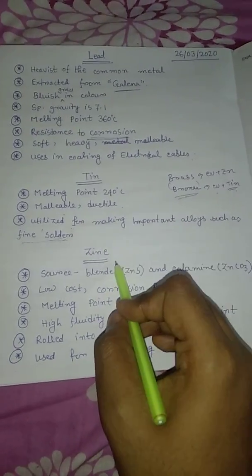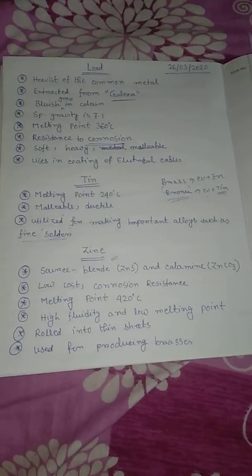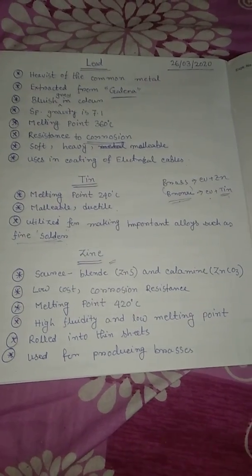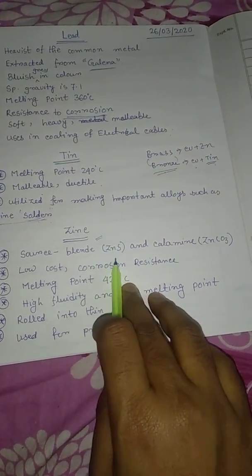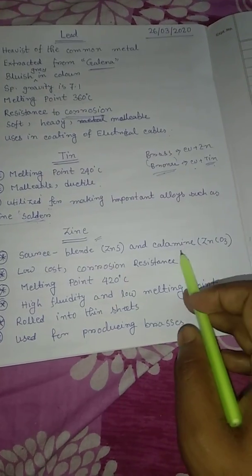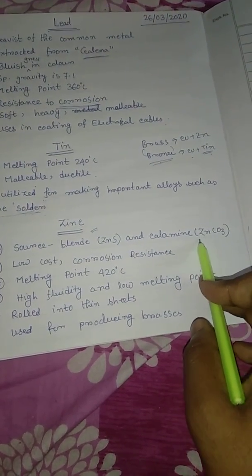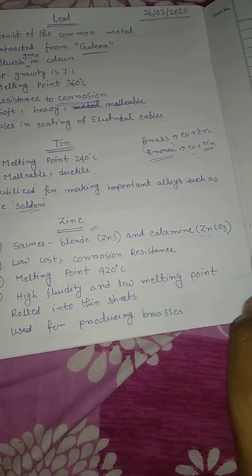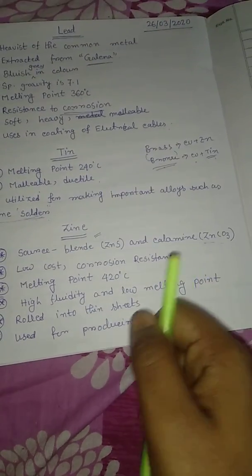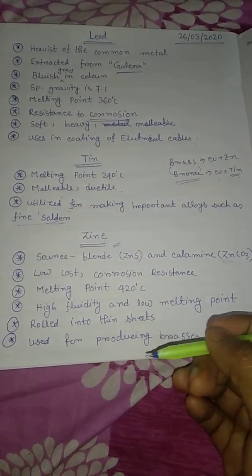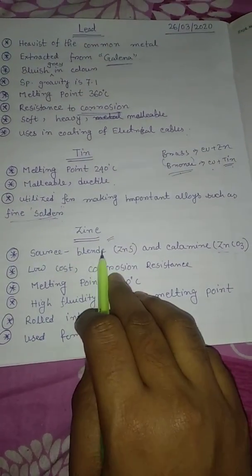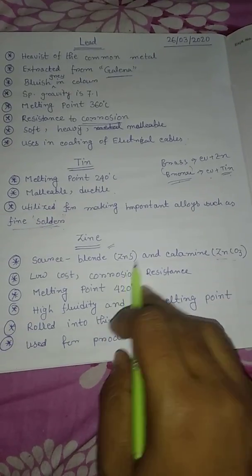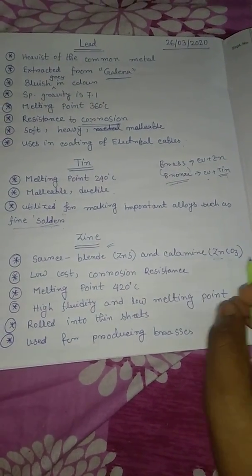Okay. Now the next non-ferrous type of material is zinc. What is the source of zinc? The zinc source is blende, which is zinc sulfide, or calamine. The question may come out in your semester, or in your MCQ also, asking what the source of zinc is. So the main source is blende, or zinc sulfide, or zinc calamine, ZnCO3.